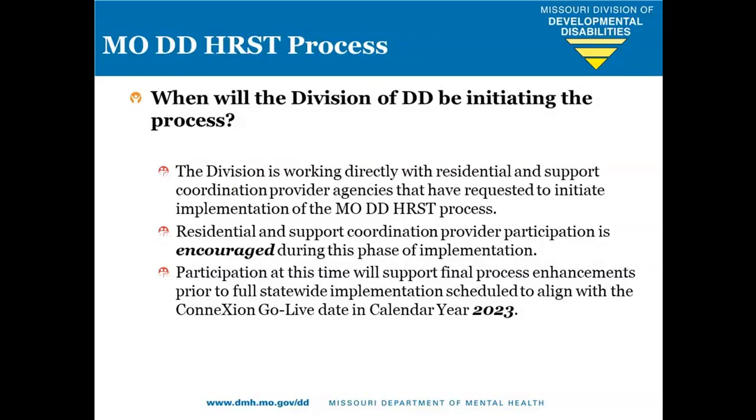Participation at this time will support final process enhancements prior to full statewide implementation, which is scheduled to align with a Connections go live date in calendar year 2023. So at this time, residential service providers and support coordination providers can voluntarily implement and be able to provide feedback and work through adapting to this new process before it is mandated for implementation in 2023. Currently, it is projected to be mandatory in the month of May of 2023. And again, that's in order to align with the Connections rollout.